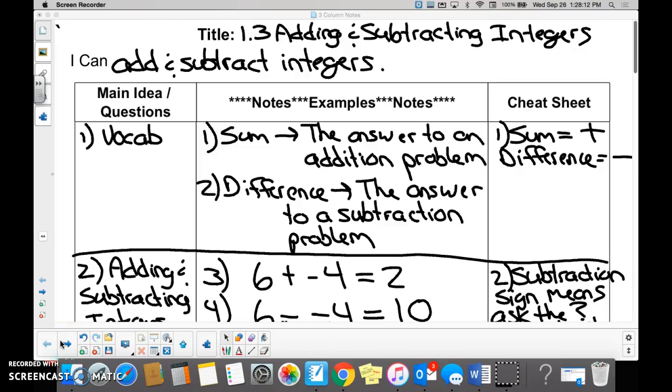1.3 adding and subtracting integers. I can add and subtract integers.